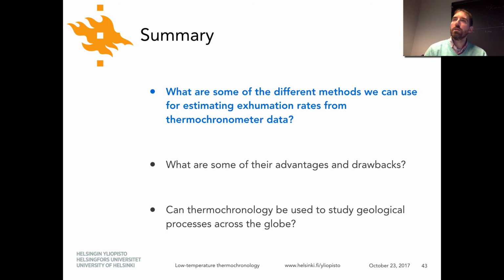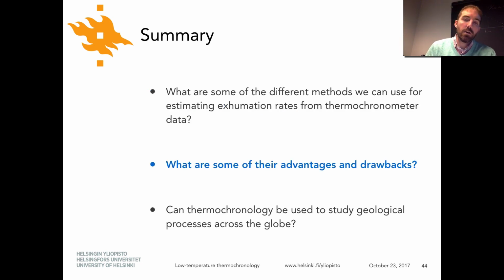What else could we do if we don't want to do age-elevation relationship for one reason or another? What are some alternatives? What's the simplest alternative to doing that age-elevation trick? Yeah, right. Assume some kind of linear constant gradient and calculate exhumation rates that way. Or you can go and use thermal models and things like that.